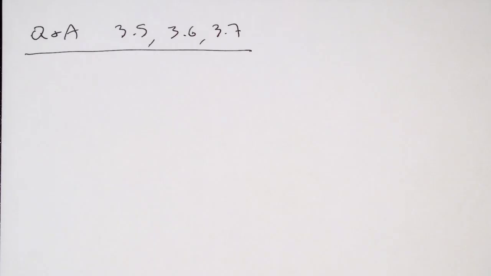So 3.5, 3.6, 3.7: implicit differentiation, applications, and the chain rule? No, logarithmic differentiation. What questions do you have for me?